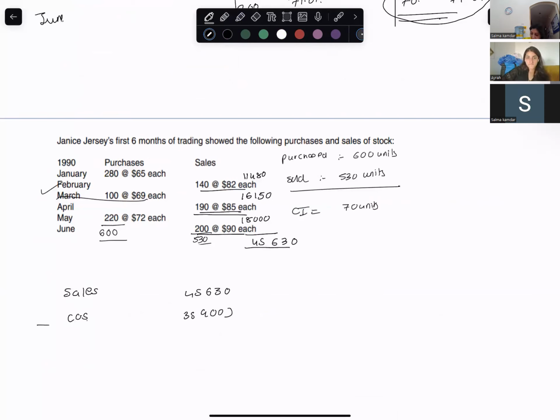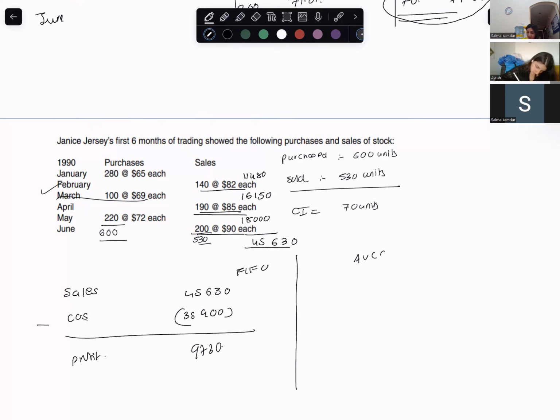This we are doing as per what? FIFO. So your profit will be how much? 45,630 minus 35,900, which is 9,730. Are you with me? Yeah. We do it as per AVCO. So you can do sales minus cost of sales.